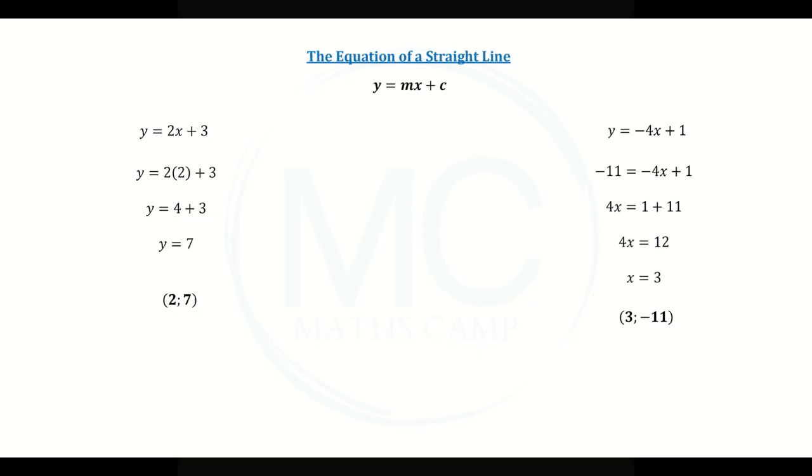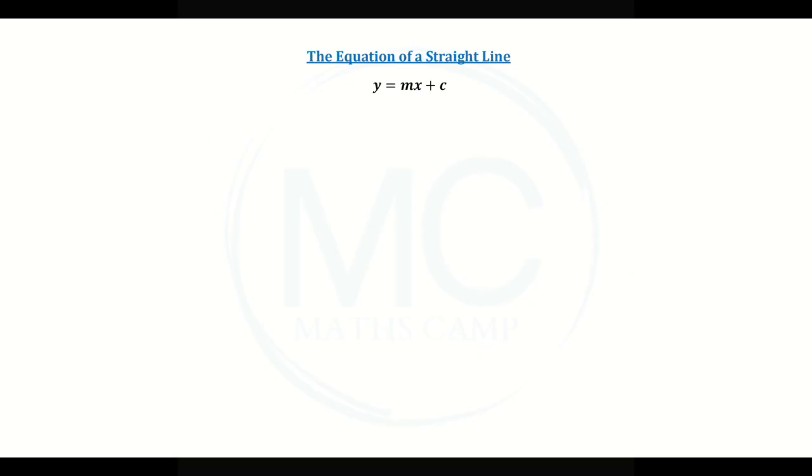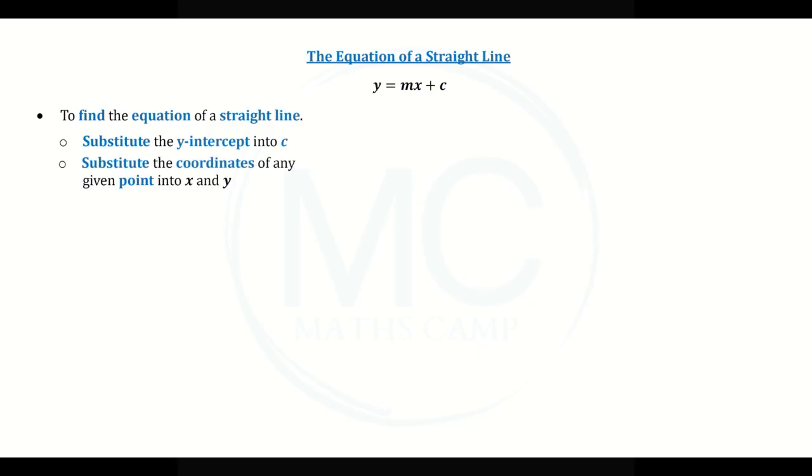When working with functions, we learned that we can find the equation of any straight line using the y-intercept and any other point. To find the equation of a straight line, we first substitute the y-intercept into c in our equation. Then we substitute the coordinates of any other point into the x and y values in order to solve for m. Let's look at some examples.